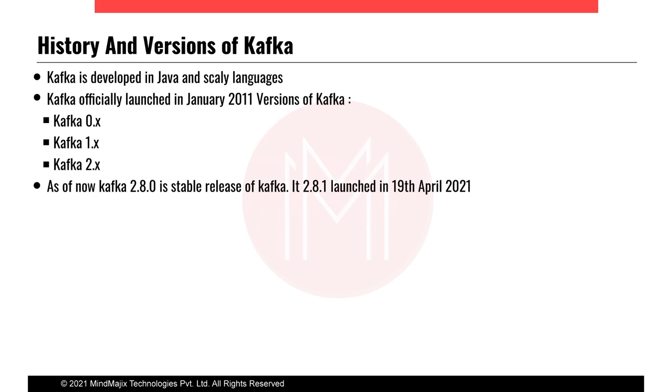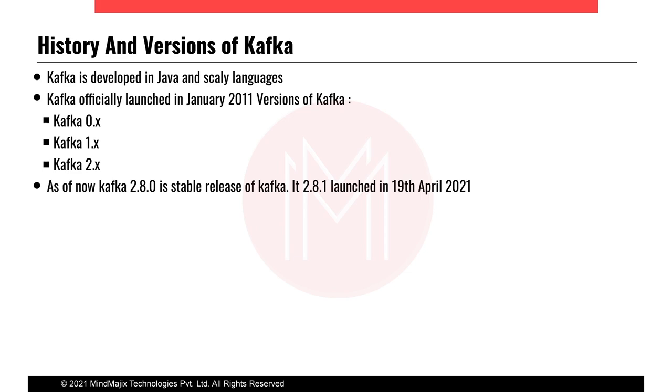What are the history and the versions of Kafka? Kafka is developed in Java and Scala. So when we want to install Kafka, first of all, we must make sure Java is installed in the system, because without Java, the Kafka CLI and the Kafka binaries are not going to work. Kafka was officially launched in January 2011.